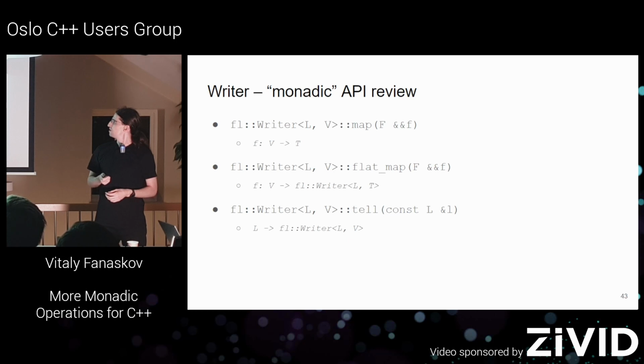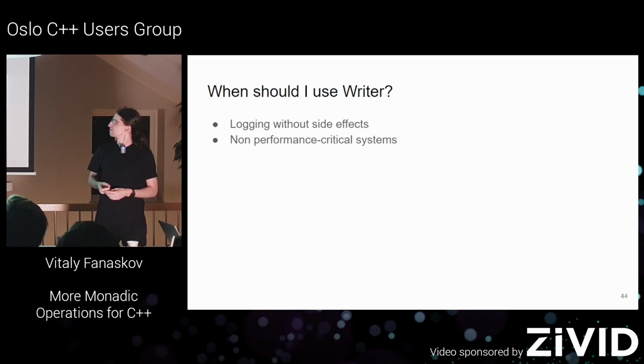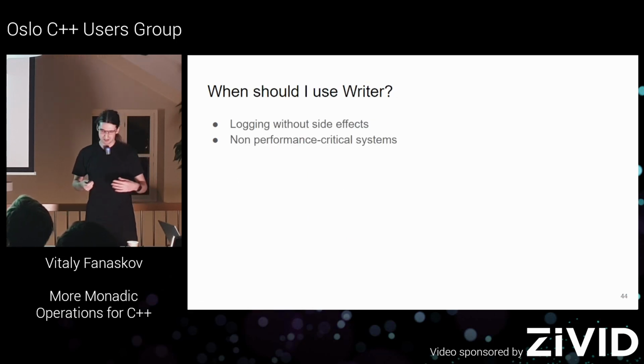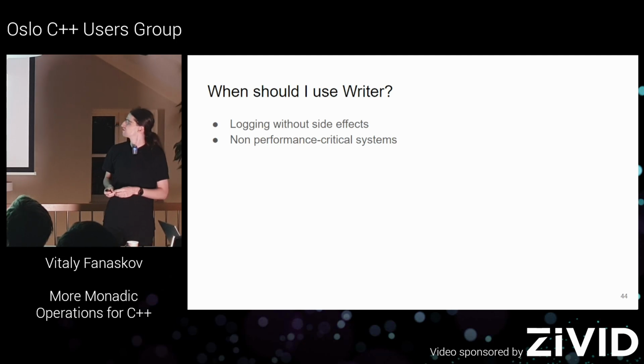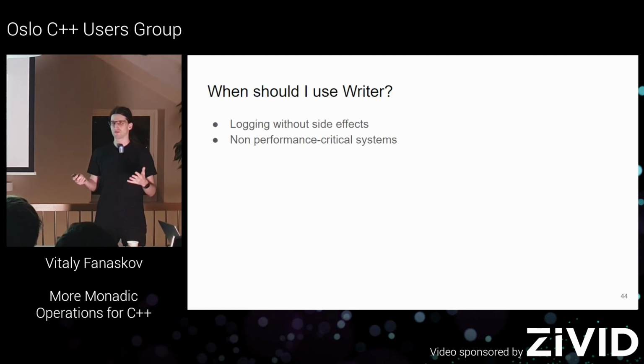But there might be another question, though. When should you use writer? You should use it, obviously, for logging without side effects, but there might be some penalties, right? Because we are moving this vector of strings or whatever type around, and if, say, it's a non-movable but only copyable type, there might be some penalties for copying an extra object, for allocating extra things, and so on.